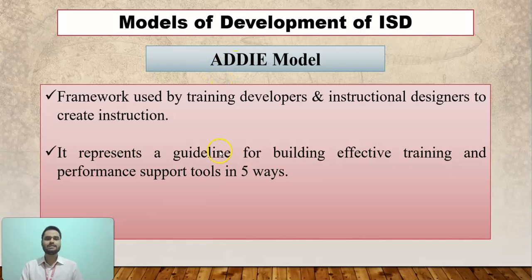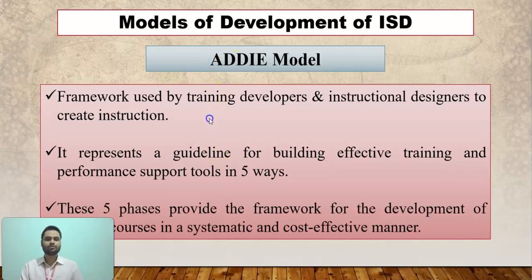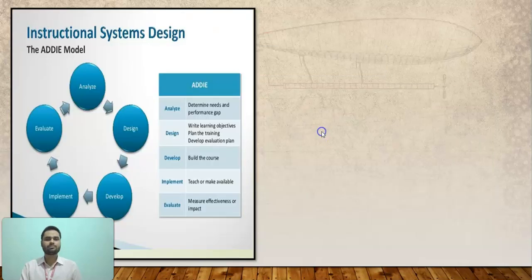These 5 phases provide the framework for the development of training courses in a systematic and cost-effective manner. Now let's see the meaning of the ADDIE acronym. ADDIE stands for: A for analyze, D for design, again D for develop, I for implement, and E for evaluate. All these steps are interconnected.